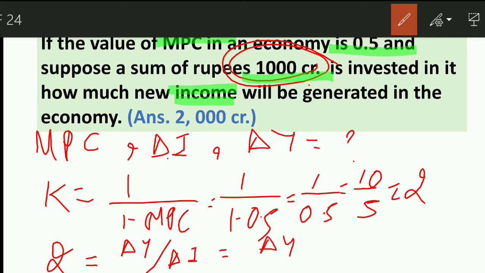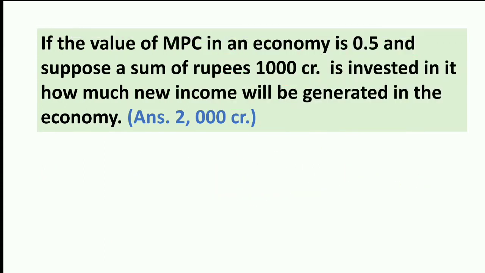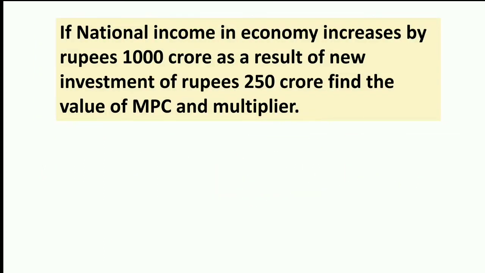And you know delta I is 1000 crore, so delta y will be equal to 2 into 1000 crore. It means the answer will be 2000 crore. Okay, delta y will be 2000 crore. I hope this is clear to you. By using the two different formulas of multiplier, we compared the equation and finally we got delta y, that is change in income. Now let's move to the second question.